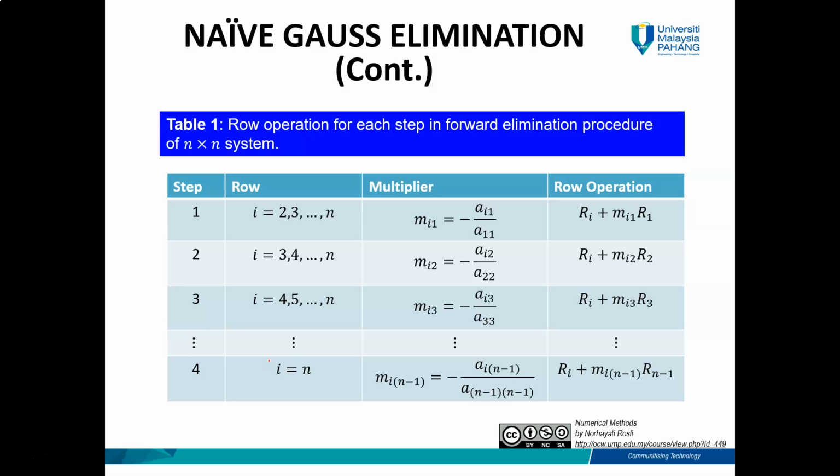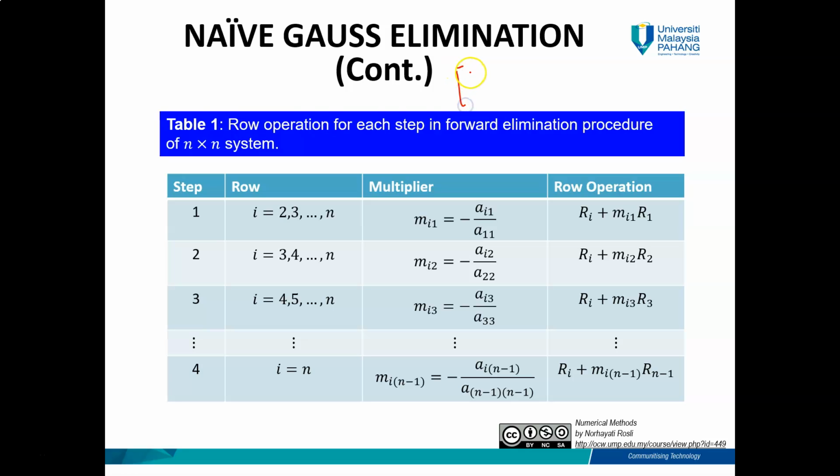You have to base on this table. You can see the first column is step, the second column is row, then we have multiplier, and then row operation. Based on the step, we need to identify the pivot element. What does pivot element mean?